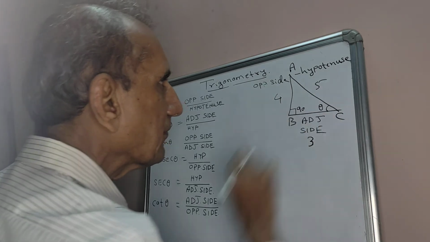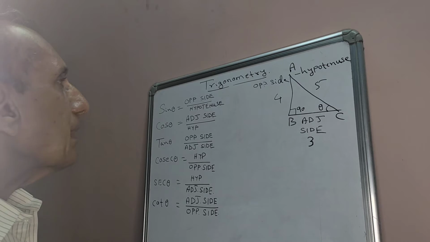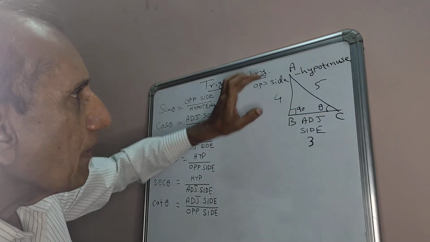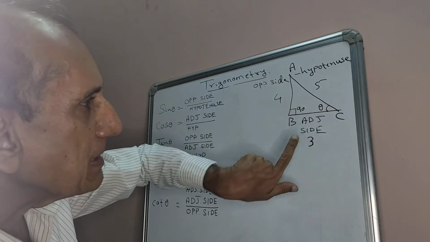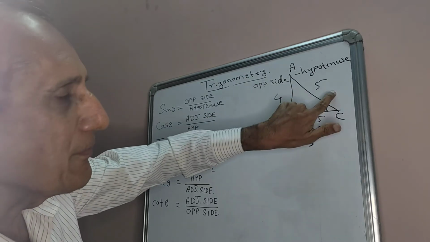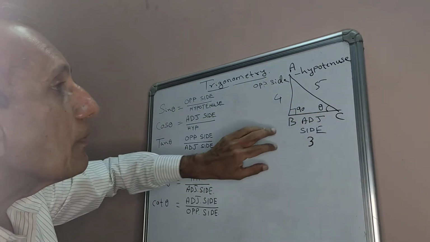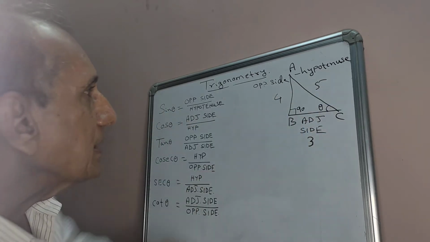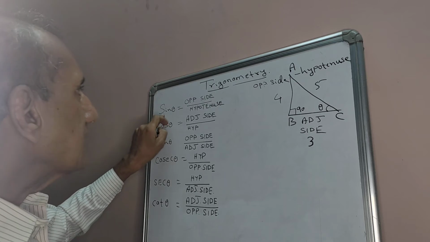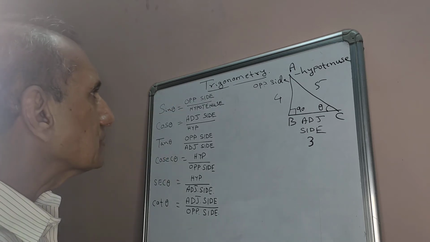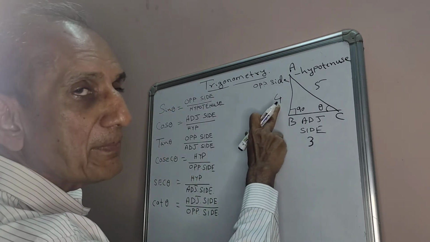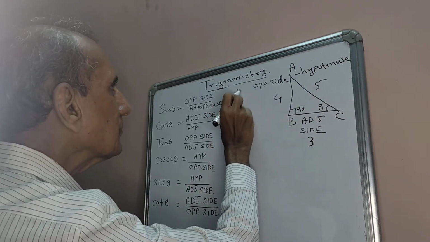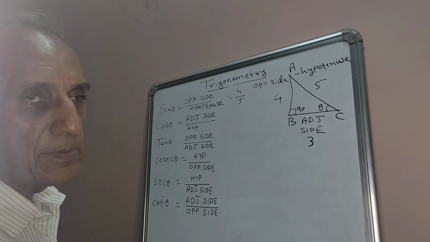This side is 5. Now, coming back to sine theta in terms of numbers, this side is 3, opposite side is 4, adjacent side is 3, and hypotenuse is 5. Now how do we find sine theta in terms of these numbers? Sine theta is opposite side by hypotenuse. Opposite side number is 4, hypotenuse is 5, so I can write this as 4 by 5. Now it has become easy for you.